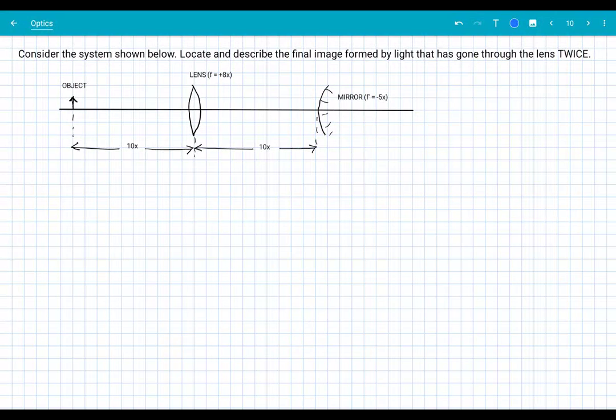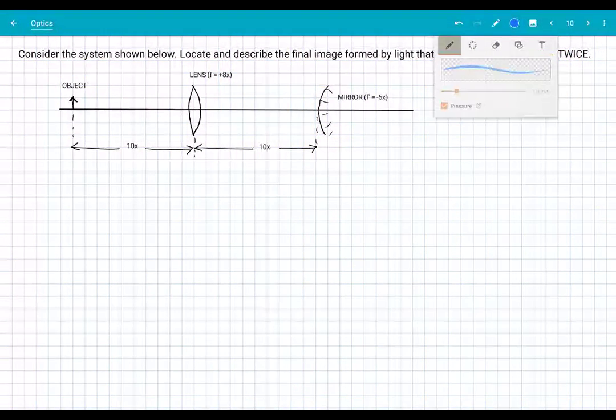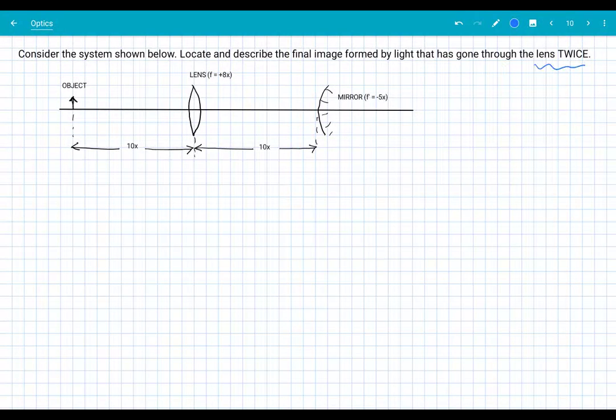All right, so how I like to do this is just kind of follow the light and go in order of what the light does. So as the light leaves the object, it's going to go towards the lens. So let's just look at when the light interacts with the lens. It's going to go through the lens twice if you look at the problem that is given to us here, but we're going to just focus on the first time. So it goes through the lens two times. So I'm going to actually label that.